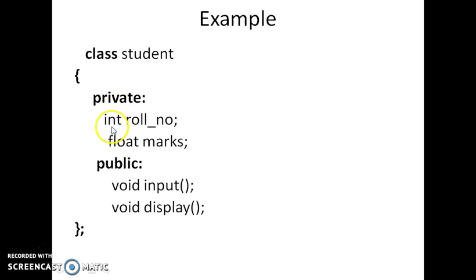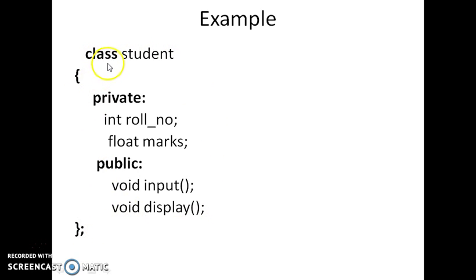Under this private, I have written integer roll number. So this roll number is a data member. Then float marks. Marks is also a data member of floating point type. Then you can observe here that I have written public, and there is member function 1. It is of void type and the name of the function is input and there are no arguments. Then there is the second function called display, then curly bracket close and a semicolon. So this is the syntax to define a class.